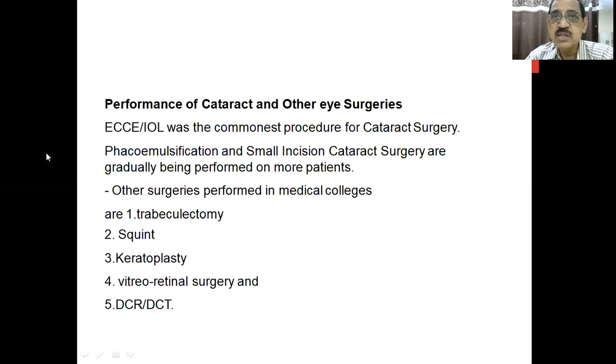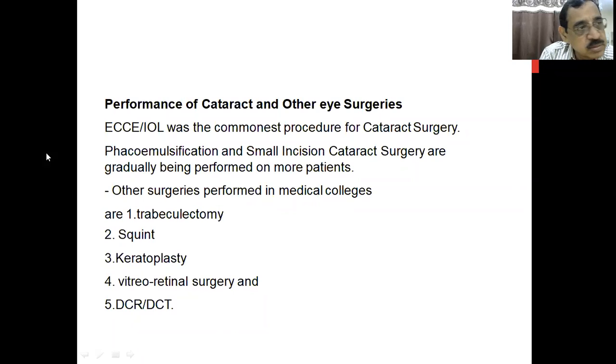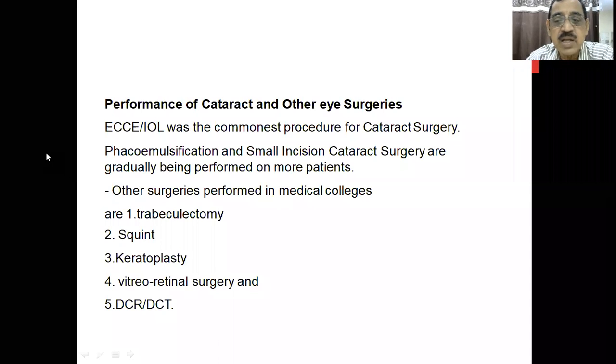And keratoplasty, we don't have the tissue. We have done a few working in Kakinada and Rangaraya Medical College and also Regional Eye Hospital. And vitreoretinal surgery, there are certain centers here. And DCR and DCT, we had quite a good number while working in Regional Eye Hospital, Andhra Medical College.